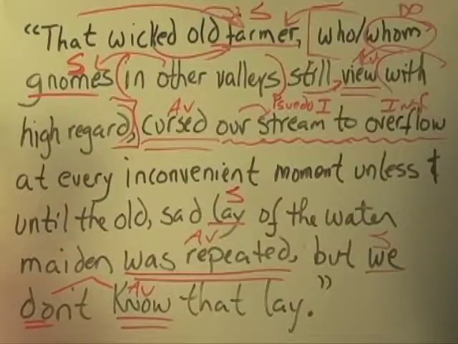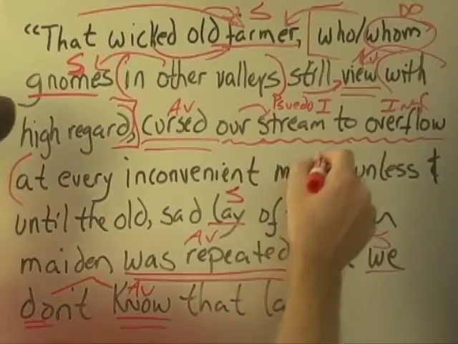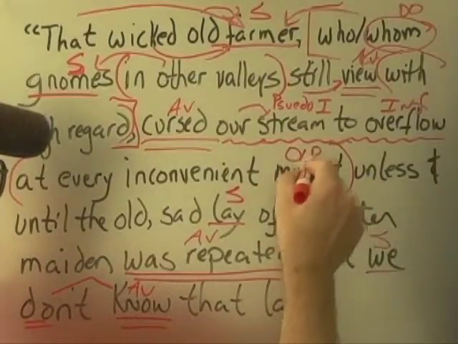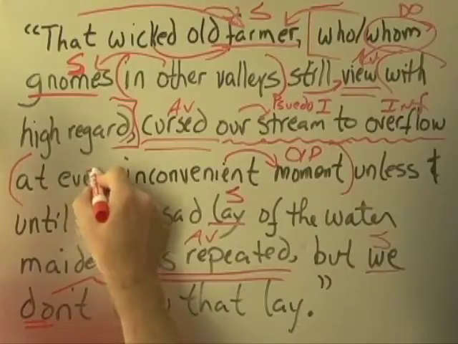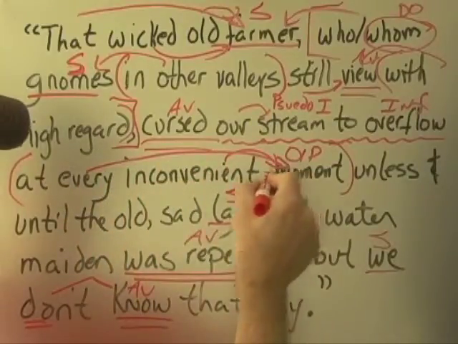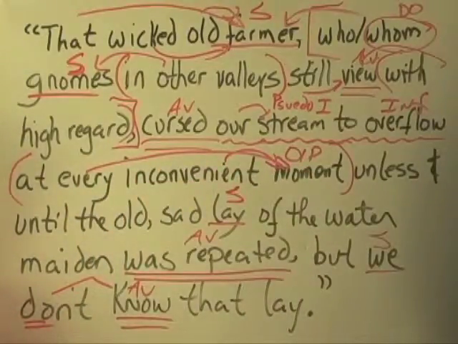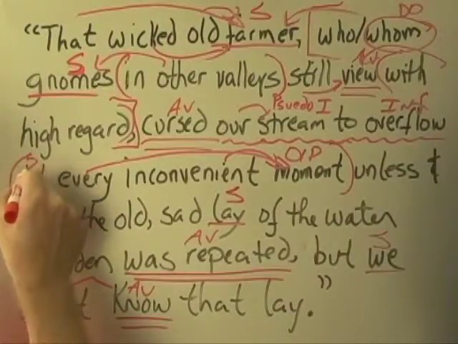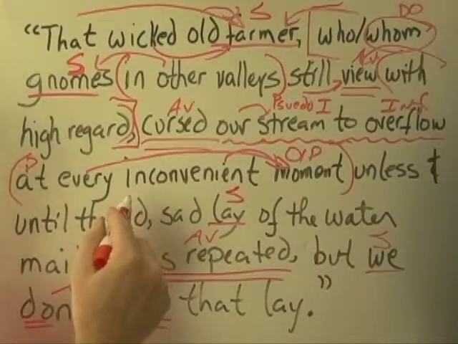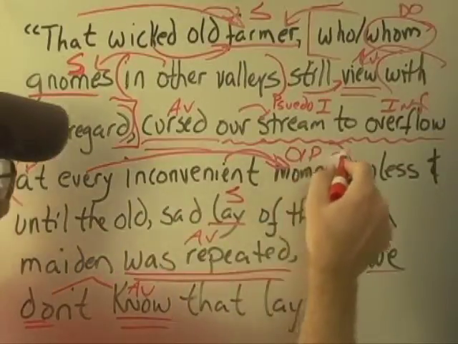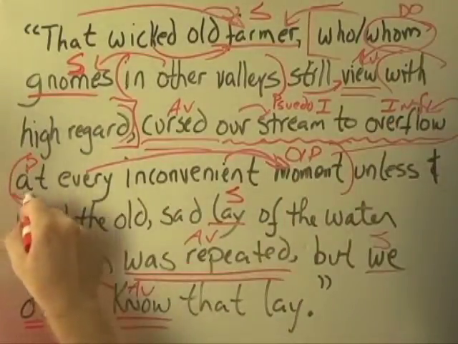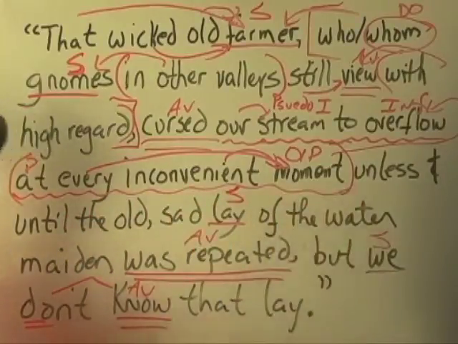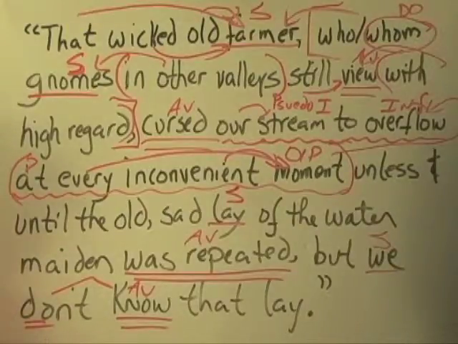The farmer cursed our stream to overflow, beginning of a prepositional phrase, at every inconvenient moment. Here's the object of the preposition, moment. Every moment, inconvenient moment. Yeah, I think that's right. Here's the preposition. And this modifies the infinitive itself, making this part of this long infinitive phrase, our stream to overflow.